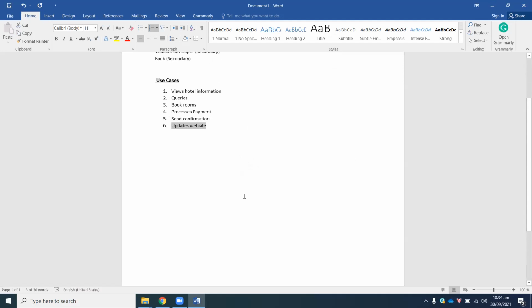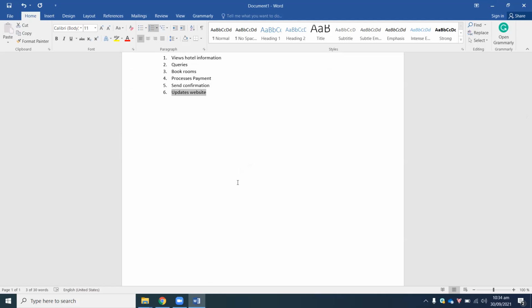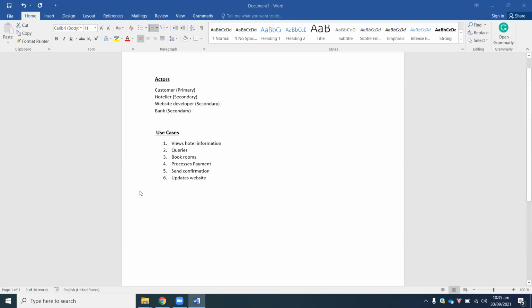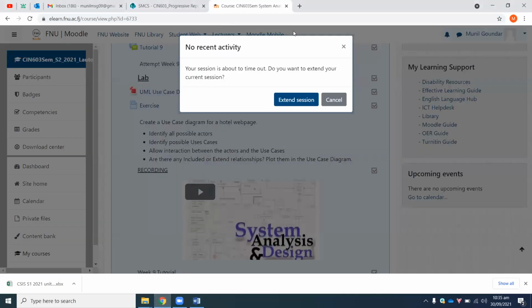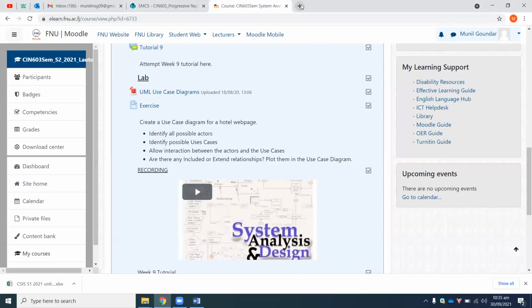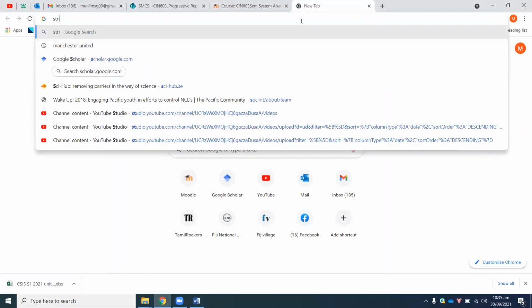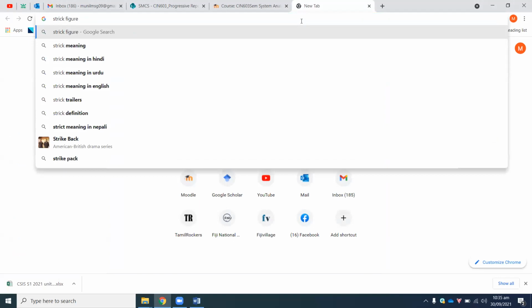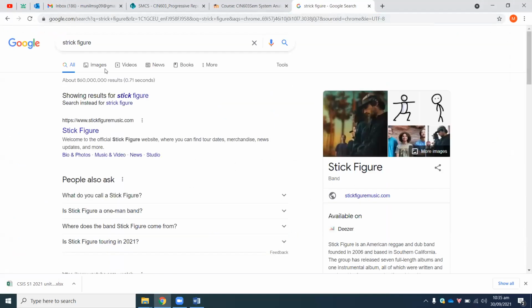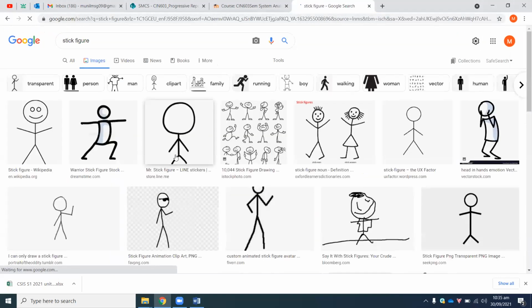Any other use cases you have in mind, or any other actors you feel I'm missing? Anyone? Okay, no. If no, I will go and very quickly get a picture of a stick figure so that it becomes easy for me to put it down.